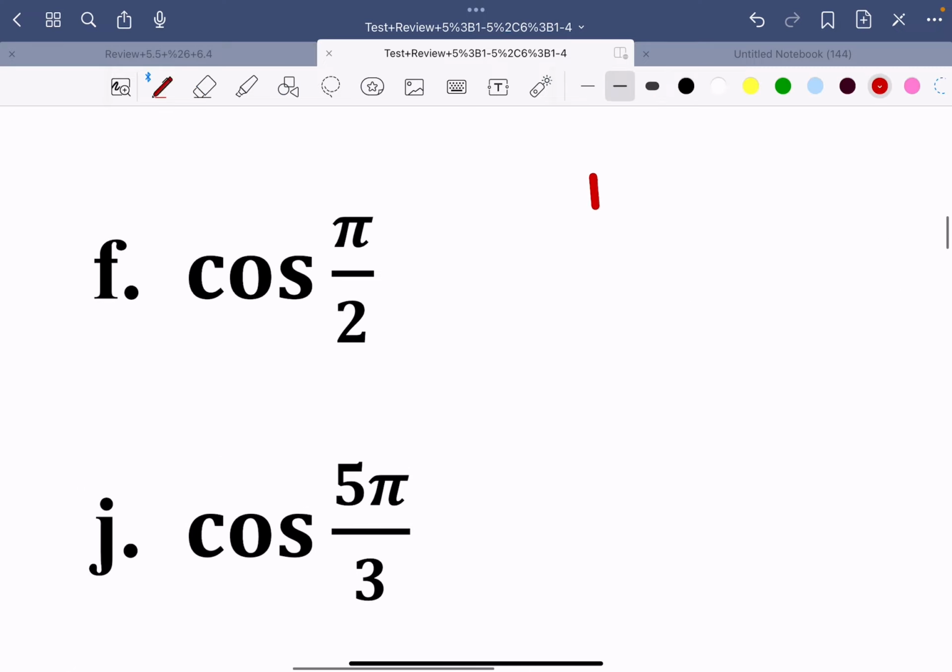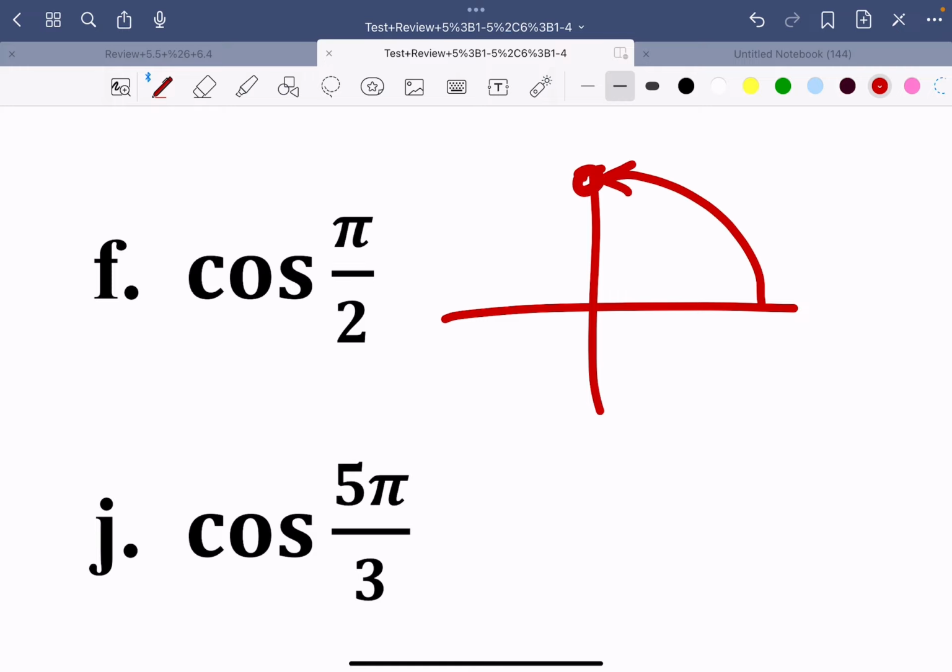Cosine of pi over 2. Pi over 2 is up here on the unit circle, and cosine is x. So since the x coordinate is 0, then this is 0.